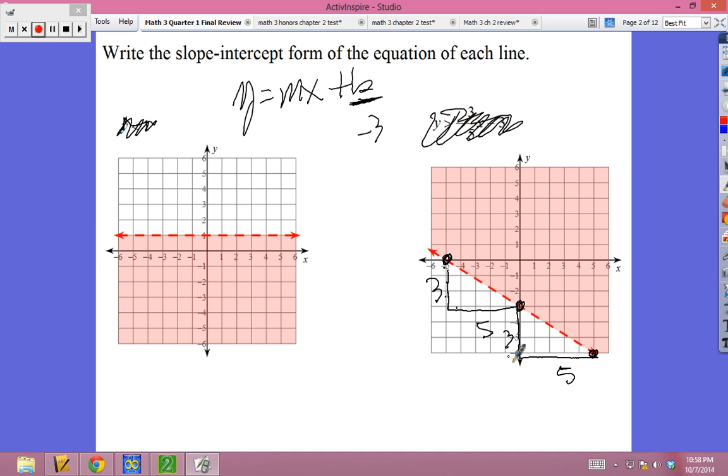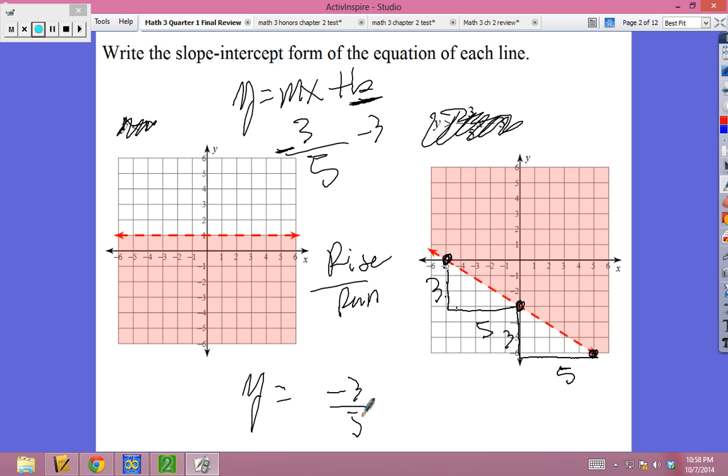So you're going down 3 and over 5, down 3 and over 5. So your slope is going to be rise over run. The rise is the up and down, so that's going to be 3. The run is left and right, that's going to be 5. And as I go left to right, it's falling, so I know it's got to be a negative slope. And then we're going to change this equals. So here's what I got so far. I got y equals a negative 3/5 x plus, or I guess a minus 3.